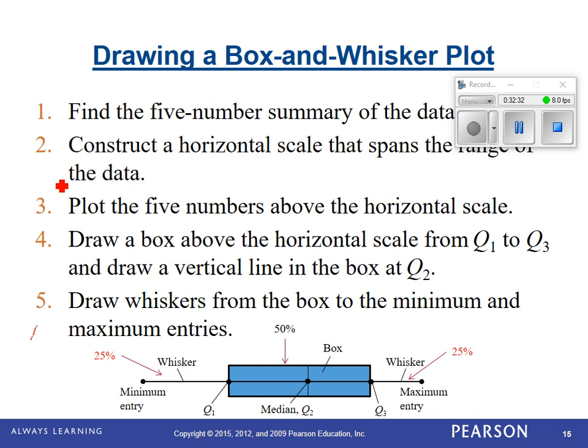Alright, so when you do it, and hopefully you'll be able to memorize this, so you don't have to write all this down. It's so silly. Find the 5 numbers, construct the number line, plot the 5 numbers on that number line, draw a box between quartile 1 and quartile 3, so that interquartile range. And then connect the box to the minimum entry and the maximum entry with little whiskers.